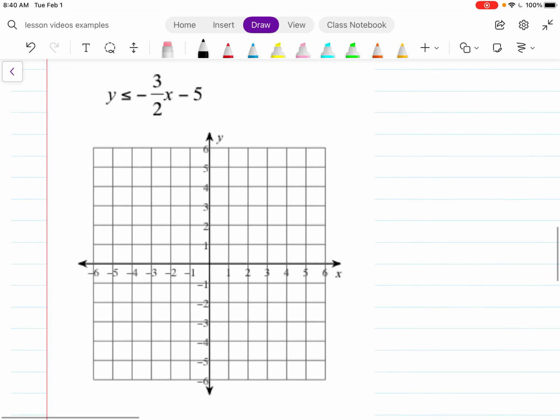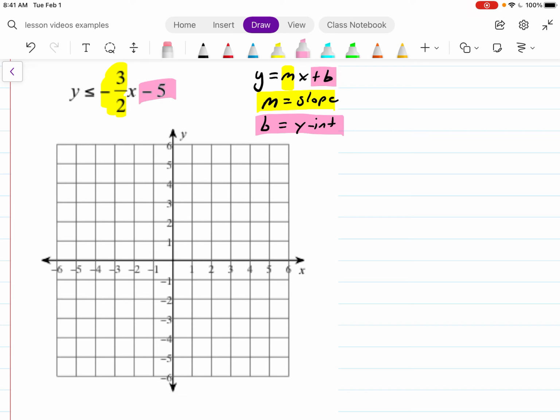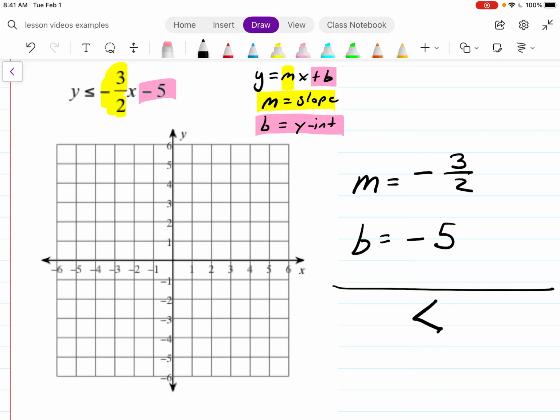The example that I have is y is less than or equal to negative 3 over 2 x minus 5. Still using the y equals mx plus b form, we're trying to find the slope and the y-intercept. We know the slope is the m value and is in front of x. The y-intercept is the b value. It follows x in this case. So in the linear inequality given to us, our slope is negative 3 over 2, our y-intercept is negative 5, and we also have the inequality of less than or equal to.